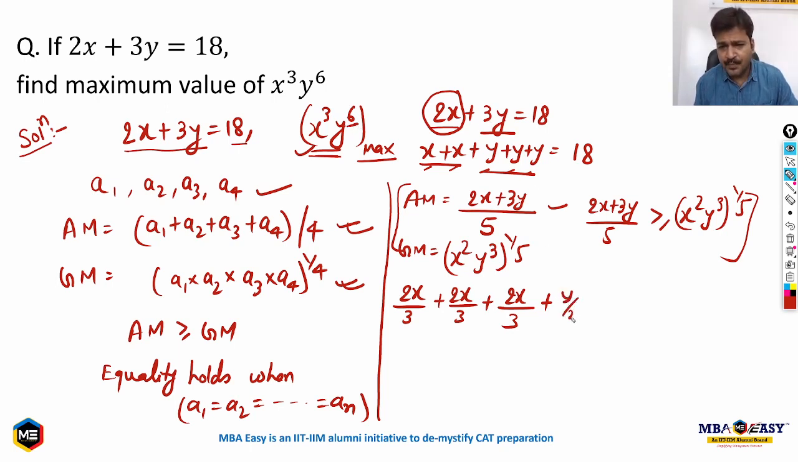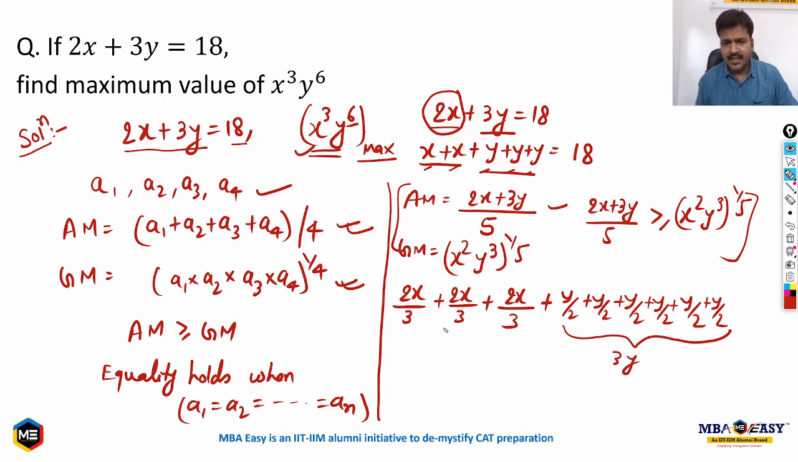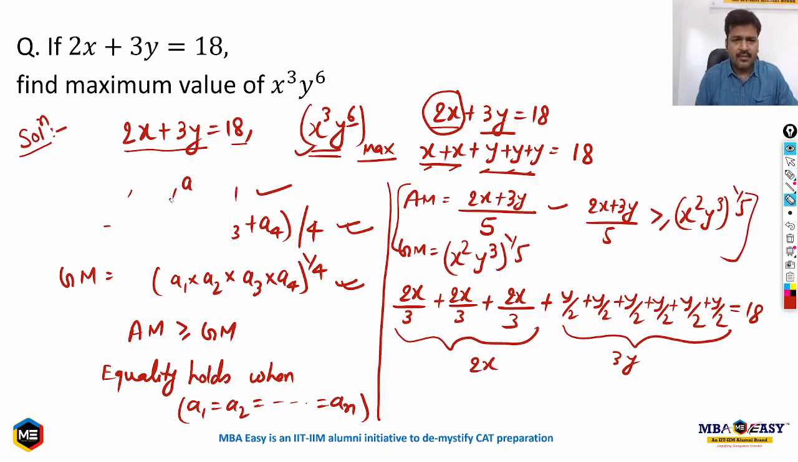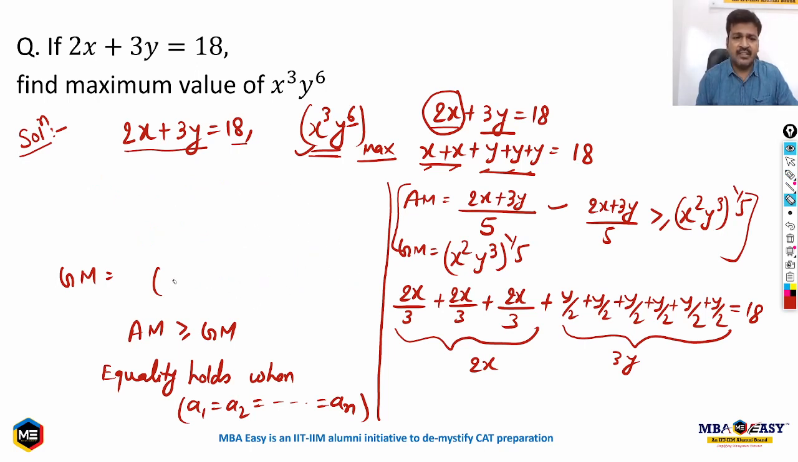3y by 6, that is y by 2, plus y by 2 plus y by 2 plus y by 2 plus y by 2 and one more y by 2. So there are 6 y's now, and this whole sum will give you 3y. So this sum is 3y, and this sum is 2x. So you're getting 2x plus 3y, and this we know is how much? 18, right? Now if you take the AM and GM inequality, you'll get your required expression, that is x cube and y to the power 6.